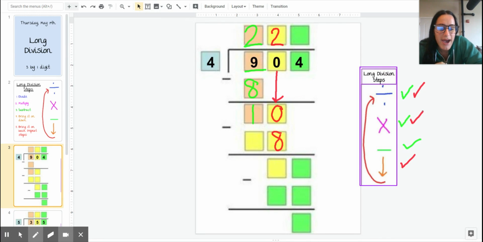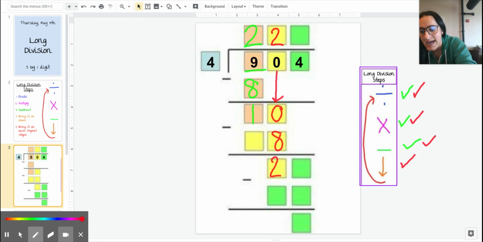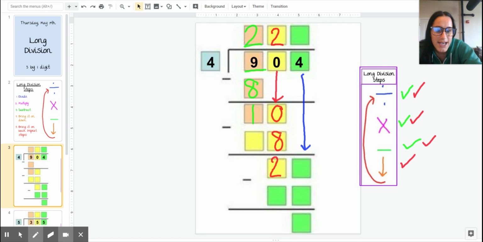Now I need to subtract. So 10 minus 8 is going to give us 2. So I've subtracted. I'm going to check off that we've subtracted. Next step is to bring it on down. So now I need to bring on down my next digit, which is a 4. So I'm bringing that on down. And now we're working with 24.